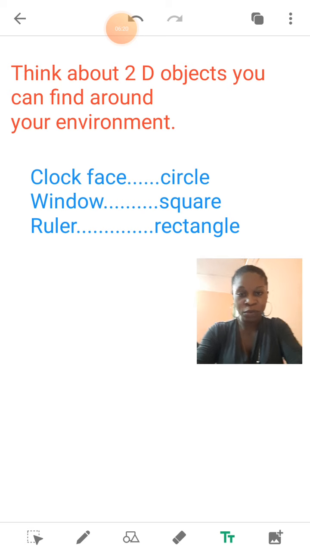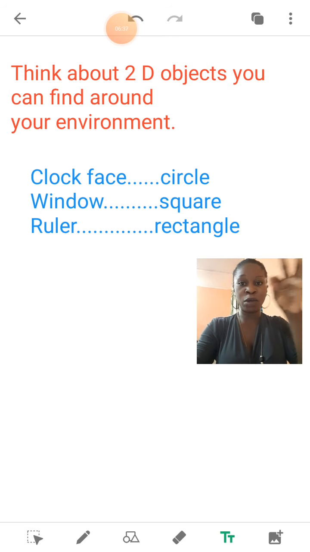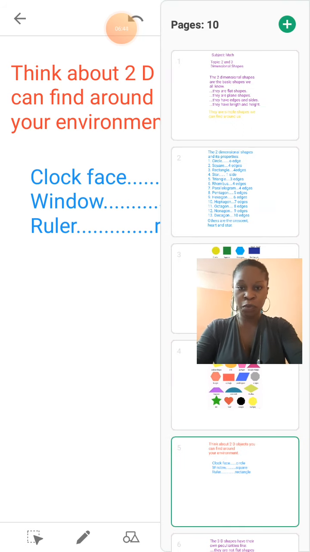Check in the house. Go through the kitchen, go through your bedroom, the sitting room, the dining corner, the store, even outside. Just check around. You find one particular object that stands for each shape. So that's for the 2D shape. Now let's talk about the 3D shape.